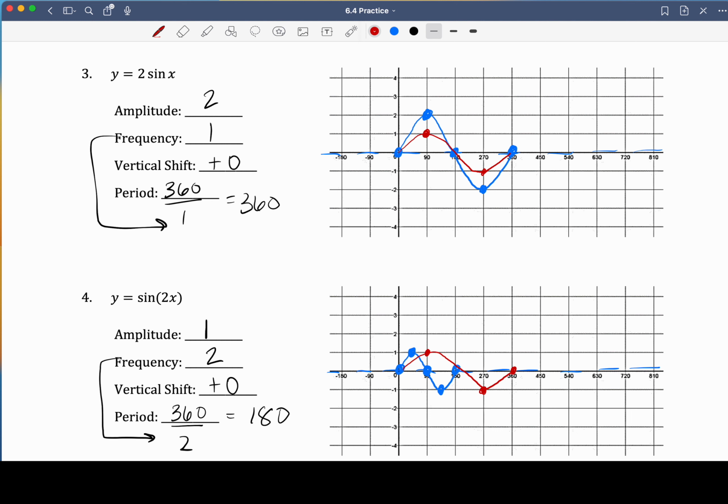That was our original function. You can see it's collapsed. It's shrunk down. Again, I use the term like a slinky. Okay.